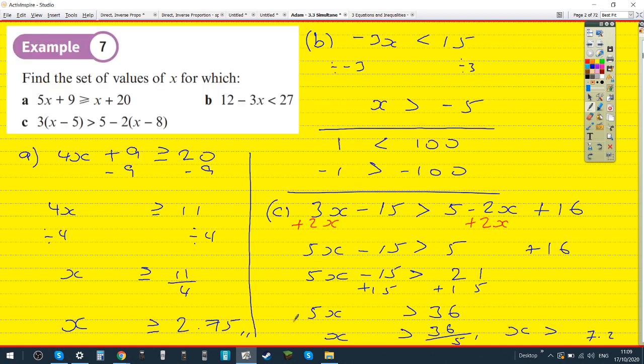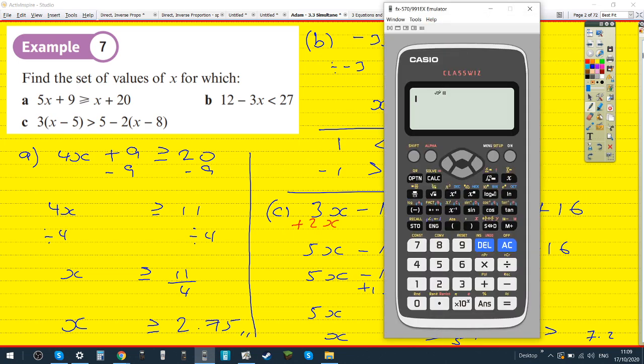And I suppose we can always check these. I should just show you. You can use a graphical calculator. I'm just going to use a little one. 3 bracket x minus 5. I'm going to use the equal sign. Equals 5 minus 2 bracket x minus 8, close bracket. Shift calc for solve. Pick a lucky number. I'll pick 7. So you get x equals 7.2.